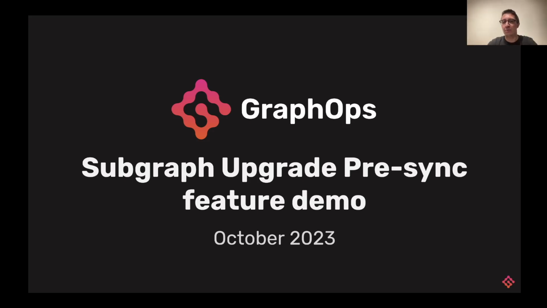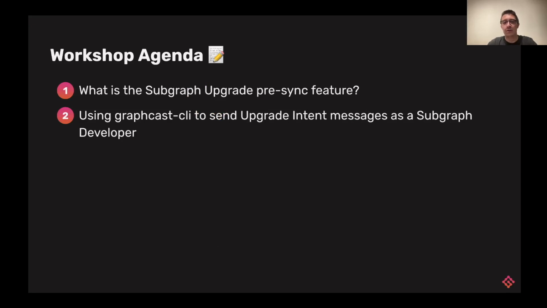But this one will go through the flow that a Subgraph developer will go through in order to send messages onto the Graphcast Network using the Graphcast-cli, in order to signal when they plan to release a new version of their subgraph, so that indexers running Subgraph Radio who are already allocated to that subgraph or are just syncing it can start syncing the new deployment ahead of the new deployment being published. First we're going to talk a bit about what the Subgraph upgrade presync feature is, and then how you can utilize Graphcast-cli to send an upgrade intent message as a Subgraph developer onto the network.